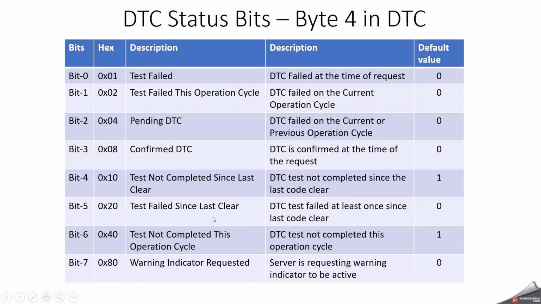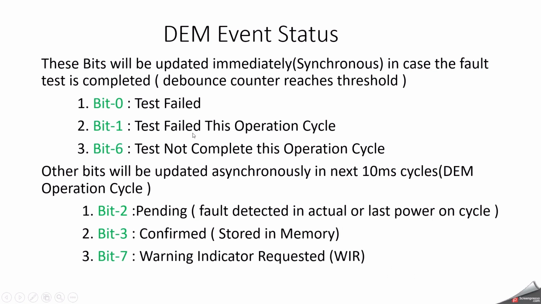By seeing the status bits, you can easily say what kind of status your DTC has, whether it is a confirmed DTC or pending, or whether the test failed or not. All this information you will come to know from the status bits. Now, for a clearer and more detailed understanding of what exactly every bit does: bit 0, bit 1 and bit 6 update immediately because they are synchronous, whenever the fault test is completed, meaning your debounce counter reaches the threshold. Debounce counter we have already discussed in the DEM overview.